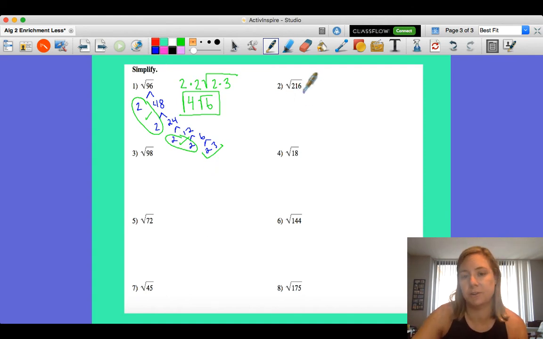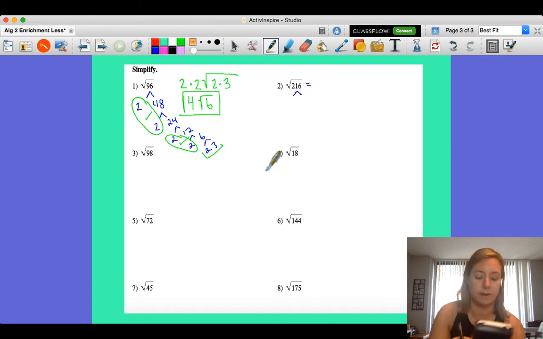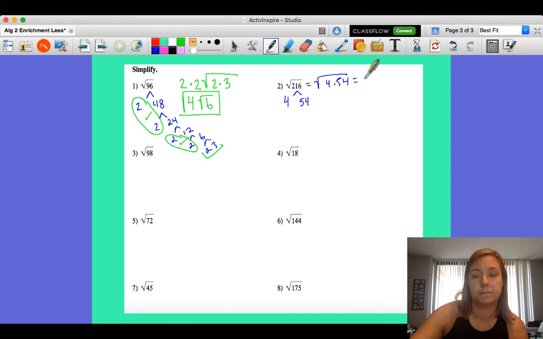Here I'm just going to look. I'm going to do this one the other way. What is a perfect square that goes into 216? 4. 4 and 54. Right? So this is the same thing as the square root of 4 times 54. The square root of 4 times the square root of 54. This is 2 root 54. Let's just make sure. Does 54 divide by anything that's a perfect square? Does 54 divide by 16? 54 divided by 9? Oh, it divides by 9.